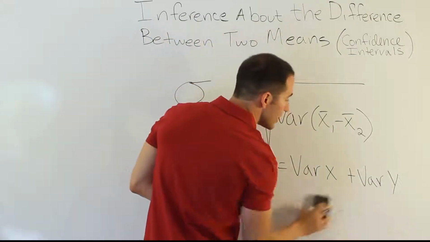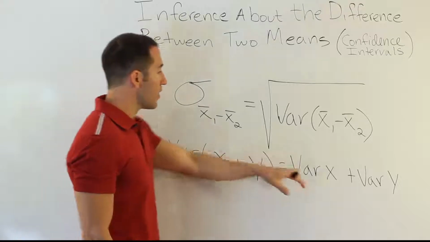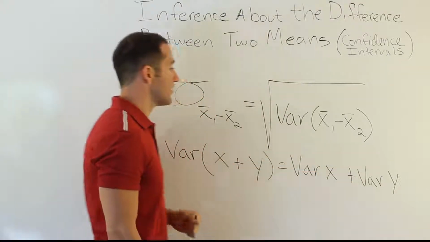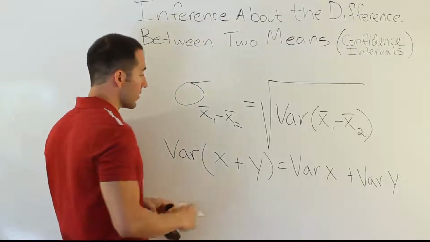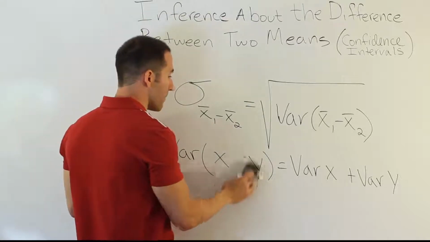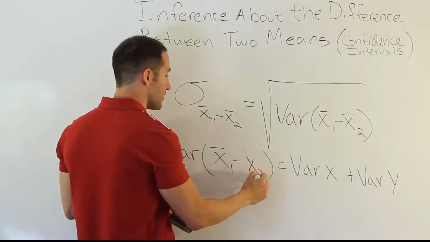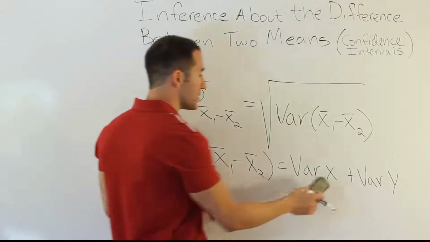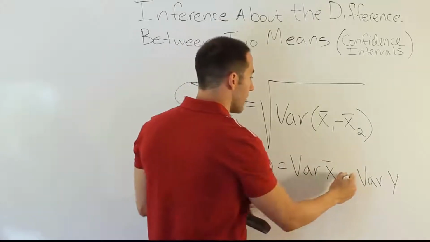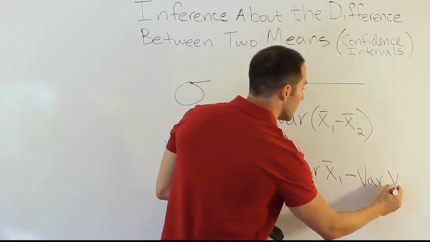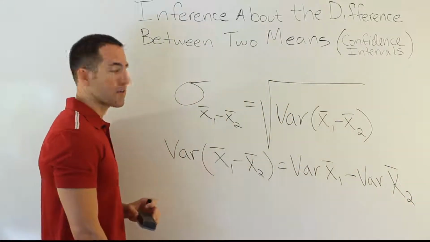So let's assume that x and y are independent, which is the assumption for this section. Then at that point, we just need to add the two variances together to get the variance for x plus y. Well, in our case, we don't have x plus y. Instead, we have x bar 1 minus x bar 2. That's okay. We just change this statement to the variance for x bar 1 plus the variance for x bar 2. That's all we have to do. Straight across just like that.